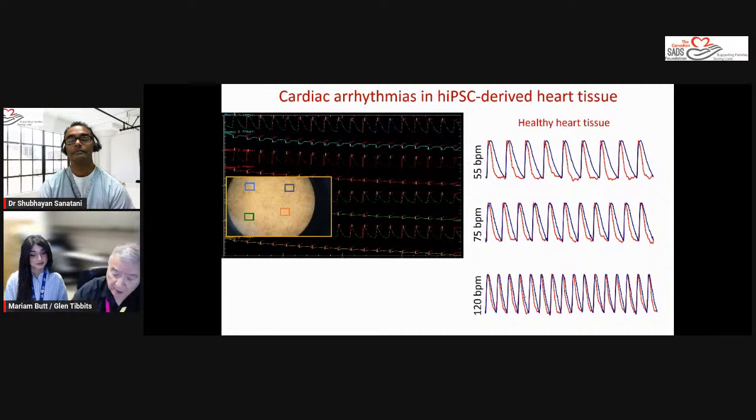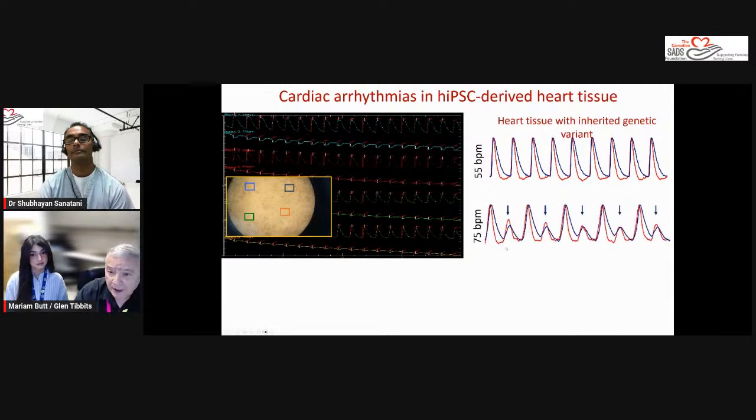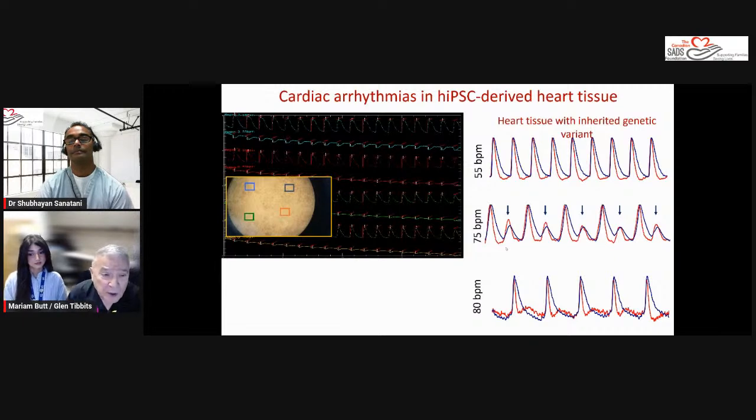But when Sanam introduced a variant that we weren't sure what it did, we found the heart tissue was okay at low heart rates. But as soon as it went into moderate heart rates, like 75 beats per minute, we saw very serious arrhythmias. And then she found even slightly higher heart rates, kind of a disastrous consequence. So we didn't know about these cells, whether they were arrhythmogenic or not. So this technique gave us insight into perhaps how people got sudden cardiac arrest.